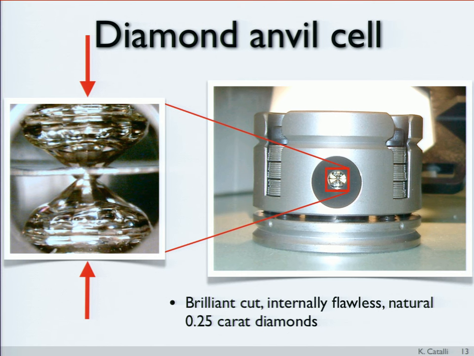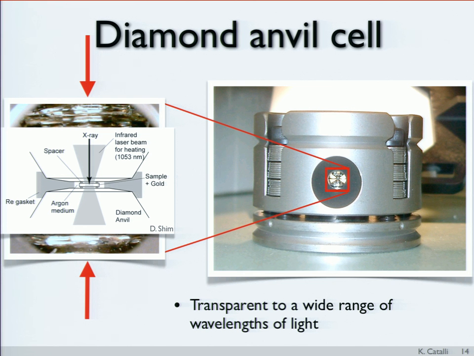So I do my experiments using a diamond-anvil cell. It's basically 2 opposing gem quality, brilliant cut, internally flawless, natural quarter-carat diamonds. And they're placed inside the cell. It can fit in the palm of your hand, and pressure is controlled by turning these screws here. There's 4 screws around the top. And so pressure is force over area. Instead of using a huge force, we're using a very, very tiny area to work with here. So here's just a schematic of it.